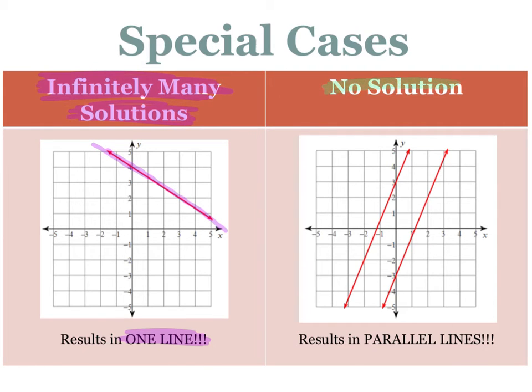The second type of special case we have is called no solution. And this is something like we see in this graph, where we have two lines that continue forever and ever, and are never going to cross, and these lines are called parallel lines. Now because parallel lines never intersect, they don't ever have a possible location we can say is the solution, so this is why we call it no solution.